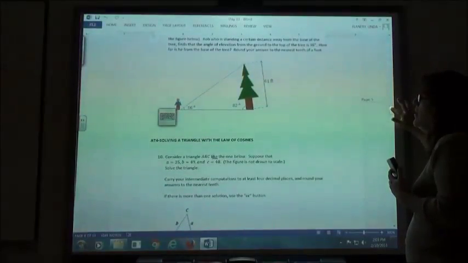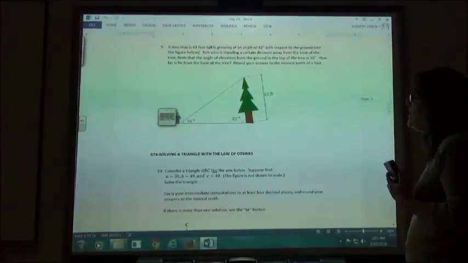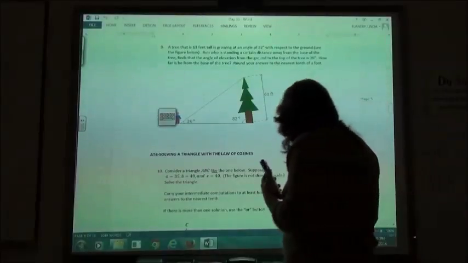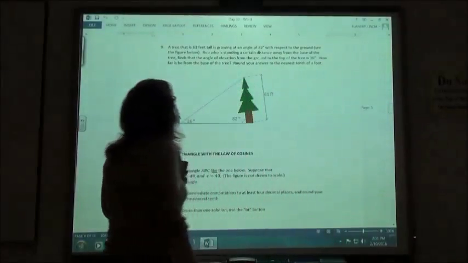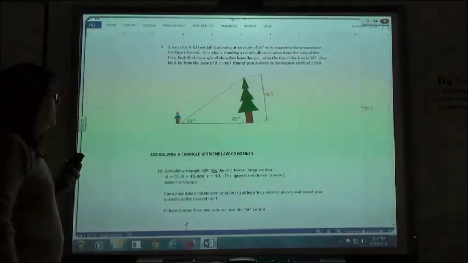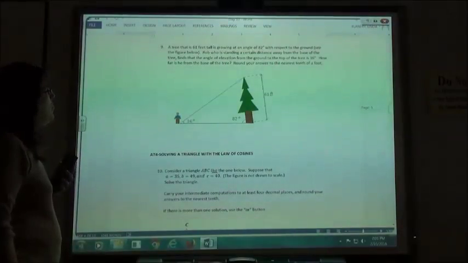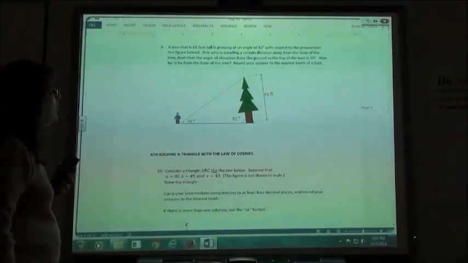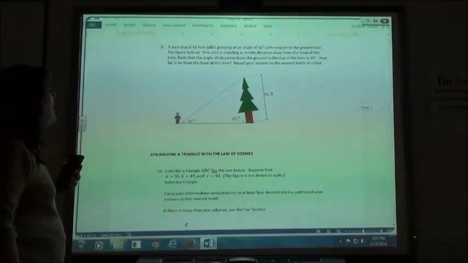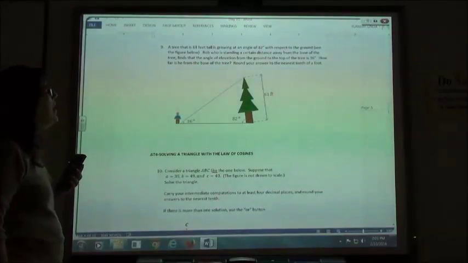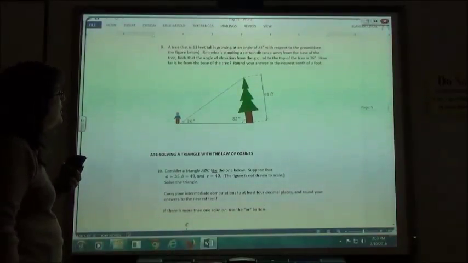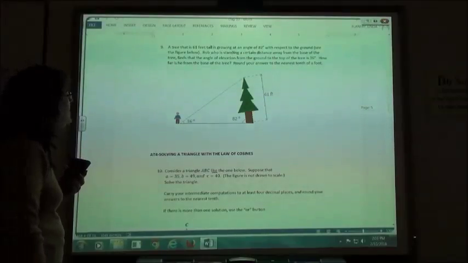Number 9. A tree that is 61 feet tall is growing at an angle of 82 degrees with respect to the ground, see the figure below. Rob, who is standing a certain distance away from the base of the tree, finds that the angle of elevation from the ground to the top of the tree is 36 degrees. How far is he from the base of the tree?